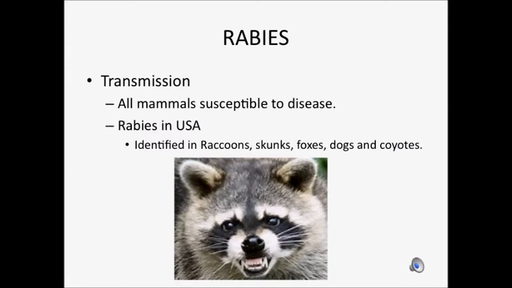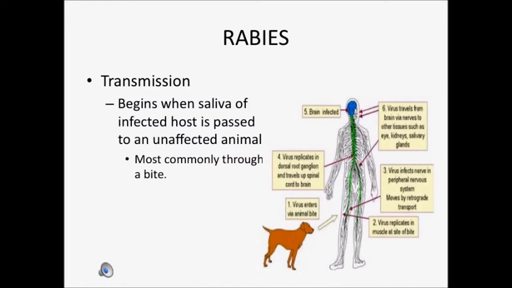All mammals are susceptible to this disease, while rabies in the USA is most commonly identified in raccoons, skunks, foxes, dogs, and coyotes, with the number of animals infected decreasing annually. The transmission of rabies begins when saliva of the infected host is passed to an uninfected animal.